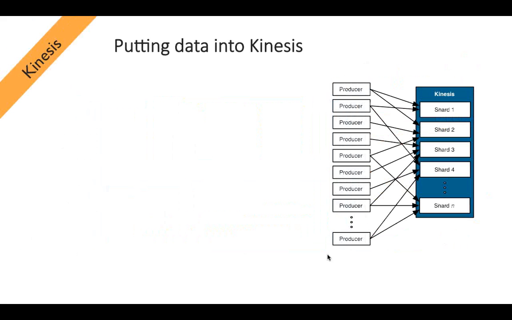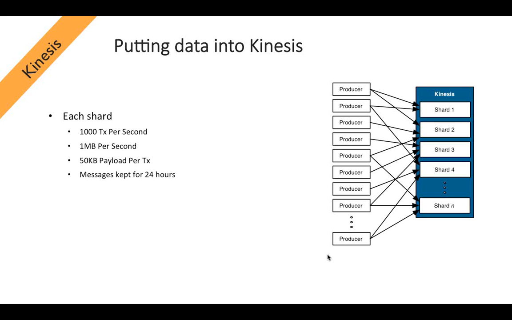In terms of putting data into Kinesis, we have this concept of shards within a stream, and the shards are basically the way that you scale the service up and down. Each shard will give you 1,000 transactions a second, up to a maximum of 1 megabyte a second, with a 50K payload per transaction. So from that you can work out, depending on your load, how many shards you're going to need to cope with the traffic. And as I said, we keep those messages for 24 hours within the stream.